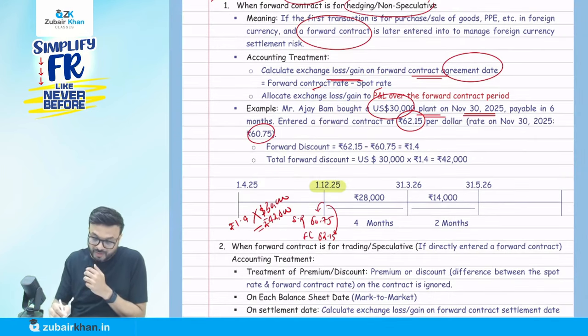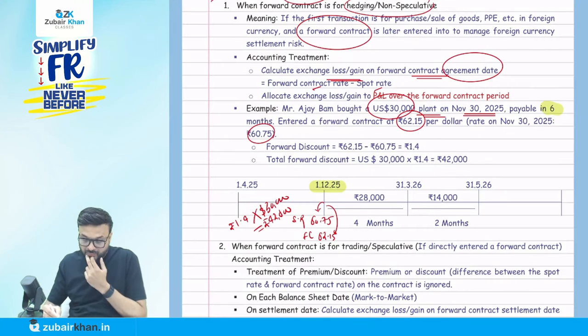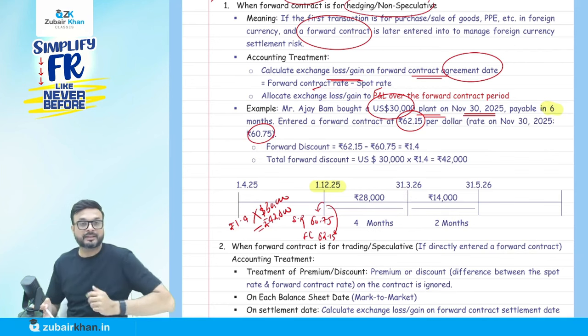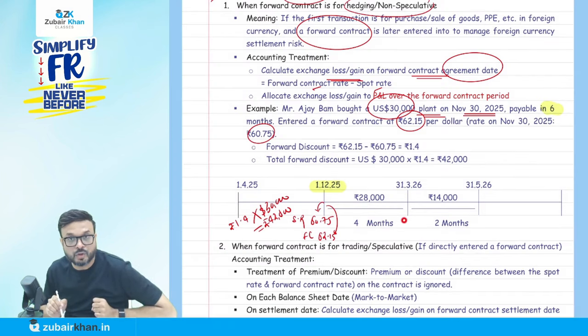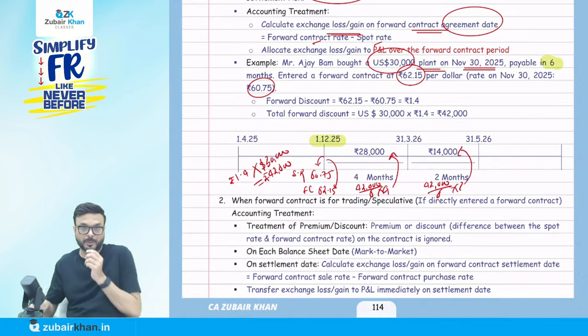It is mentioned that it is for 6 months. We enter into the contract on 30th of November, so from 1st of December, and the year is going to end on 31st of March. 4 months will come in this year and 2 months in the next year. So proportionately, if this 42,000 loss is for 6 months, how much will be for 4 months? That will come to 28,000. And for the 2 months, this will come to 14,000. You got the point. This is how we do that.